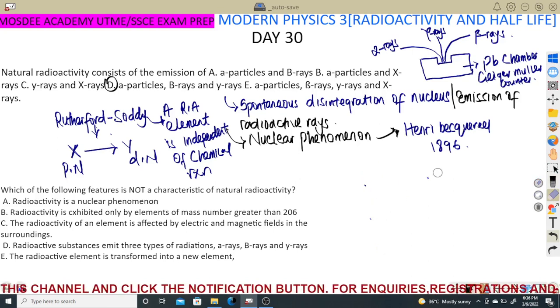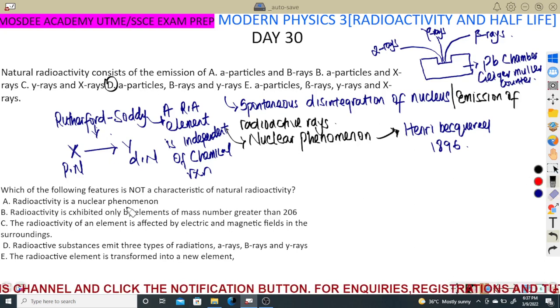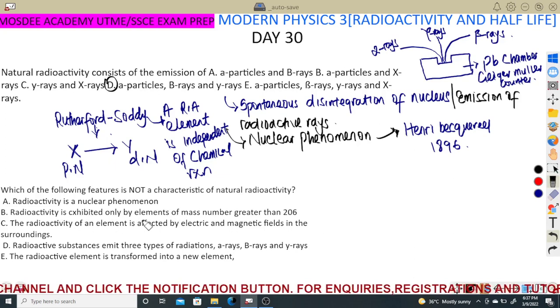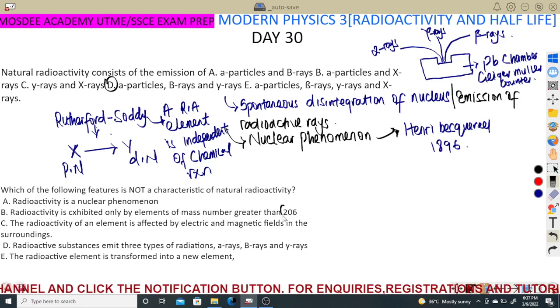Now, the second question for today says, which of the following features is not a characteristic of natural radioactivity? I've talked about that. It is a nuclear phenomenon. Yes, it occurs only in the nucleus. It is produced by the nucleus of a radioactive substance. Radioactivity is exhibited only by elements of mass number greater than 206. This is a lie.